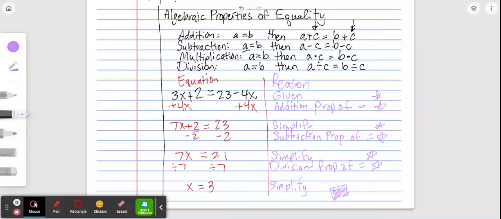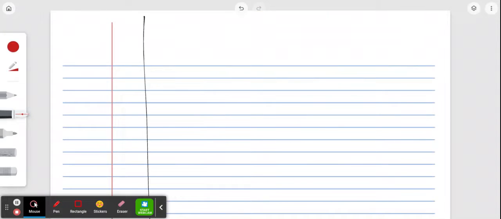All right, you might want to pause here to make sure that you got all that down because I'm going to start a new page, which means I'm going to erase everything here. All right, so now we're going to talk about the distributive property.